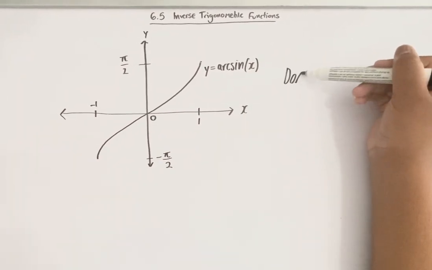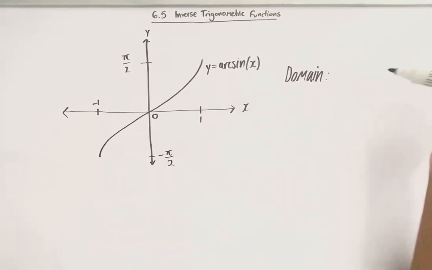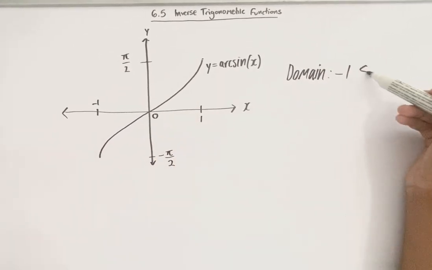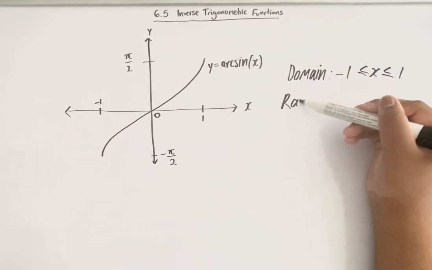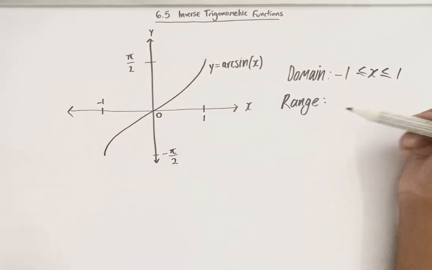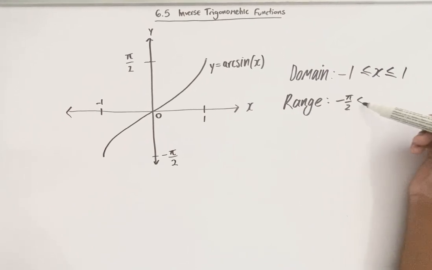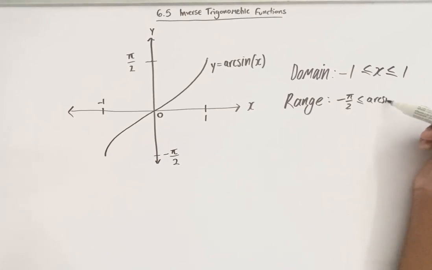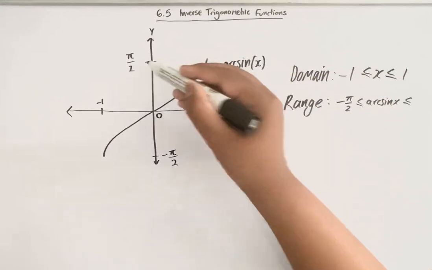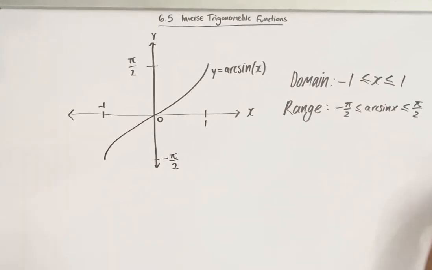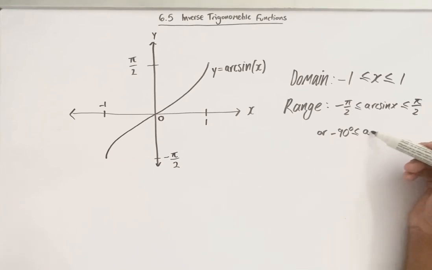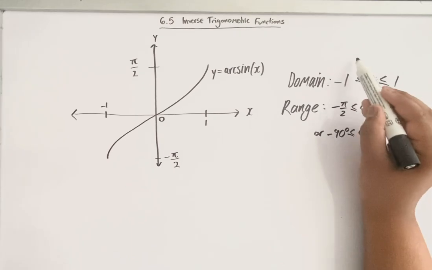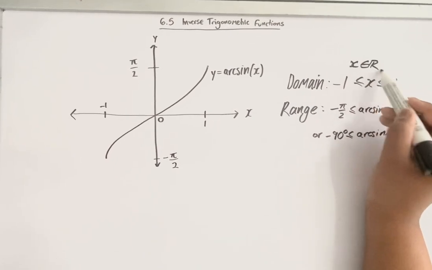The domain of the graph is the inputs, which goes from -1 ≤ x ≤ 1. The range of the graph goes from -π/2 ≤ arcsin x ≤ π/2. Or, in degrees, it would be -90 degrees ≤ arcsin x ≤ 90 degrees. And it's for real values of x.